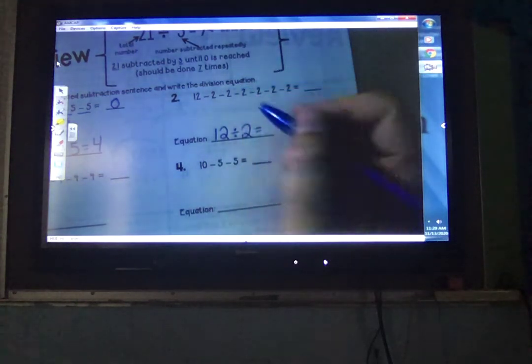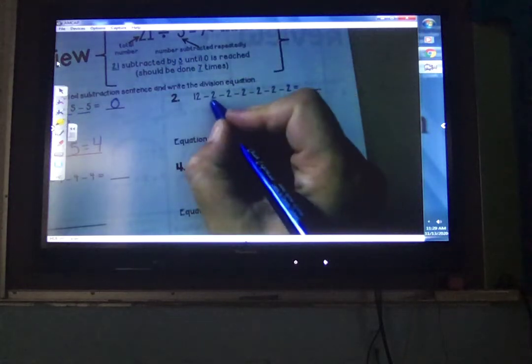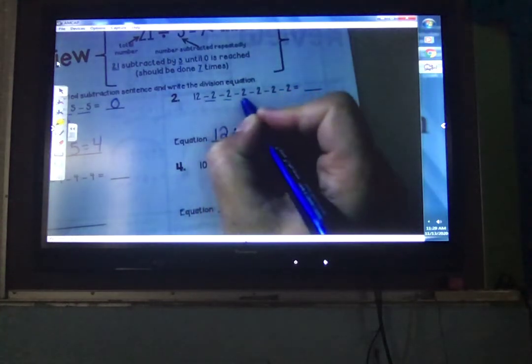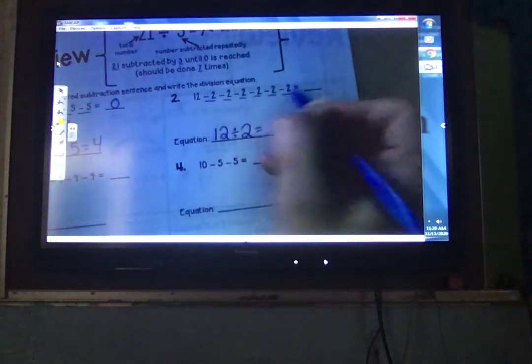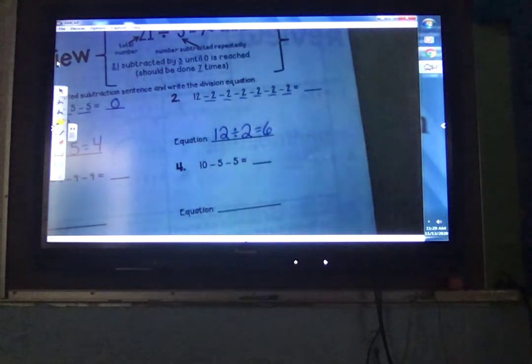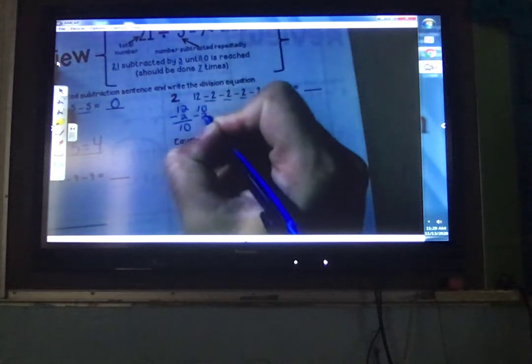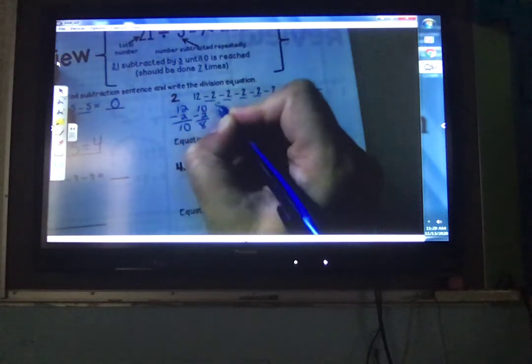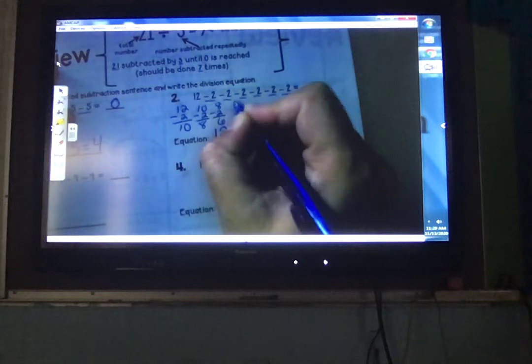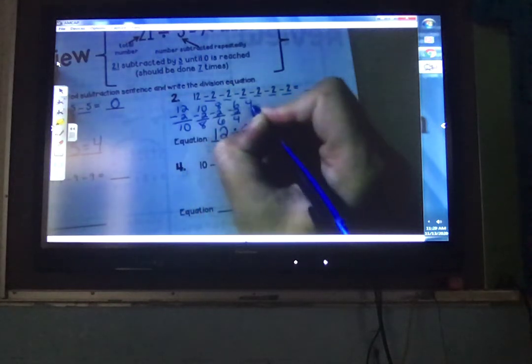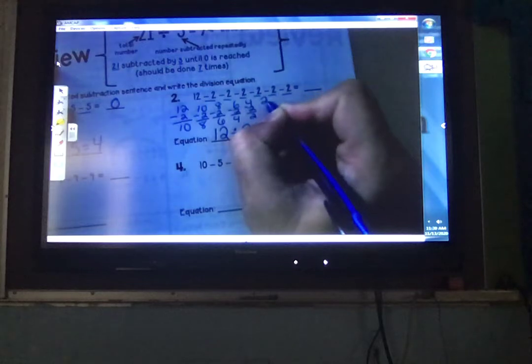Now all I need to do is count what I'm subtracting. So I'm subtracting 1 time, 2 times, 3 times, 4 times, 5 times, 6 times. I had to take 2 away 6 times. Now I'm going to actually show you what this subtraction does. If we start with 12 and we take away 2, we end up with 10. Then I'm going to take 10 and take another 2, end up with 8. Take 8, another 2 away, 6. 6 take away 2 is 4. 4 take away 2 is 2. And 2 take away 2 is 0. Once you get 0, you're finished.